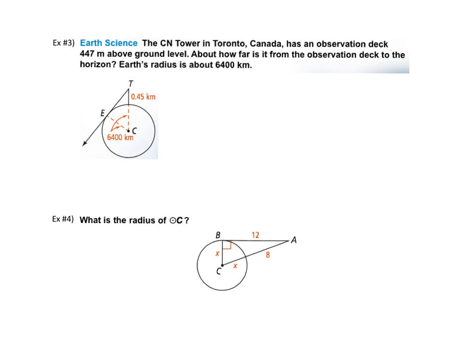So we laid this picture out for you already. What they did here was they converted 447 meters to about 0.45 kilometers. Okay, so they did that conversion for you. We won't make you do a conversion like that. But what they're asking is, how far is it from the observation deck, which is at T, to the horizon, which is right here. So we're looking for this length.